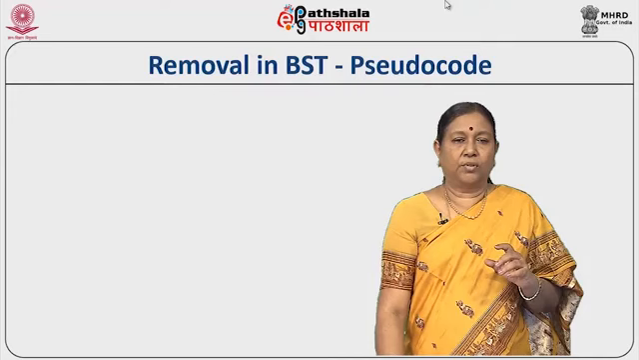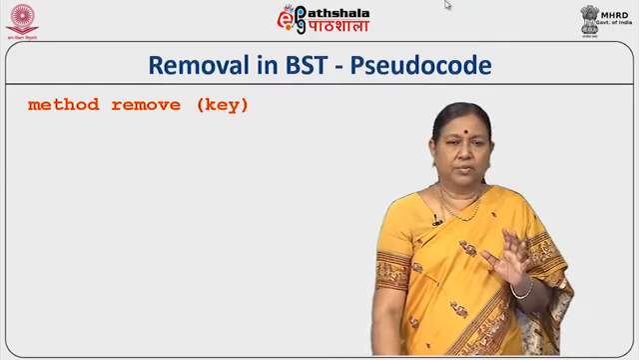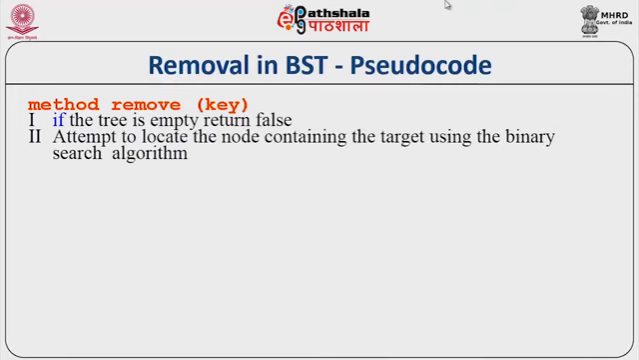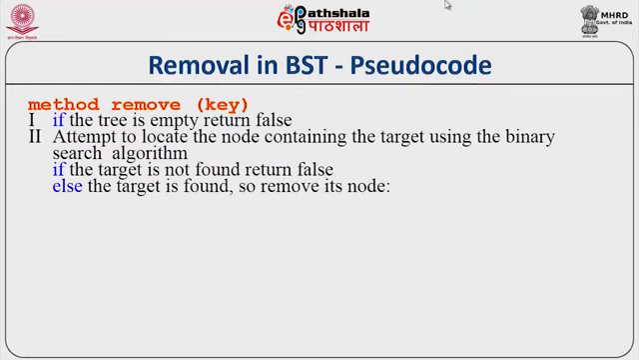So, let us look at the pseudocode for this. The method is remove key. If it is an empty tree, then you cannot remove, so it is false. Now, you attempt to locate the node containing the target using the binary search algorithm, as we did previously. If the target is not found, then you return false, that means you cannot delete it, else a target is found, you have to remove the node.